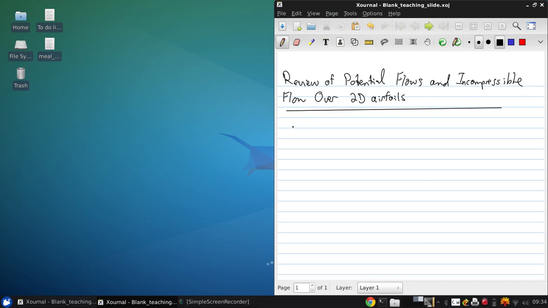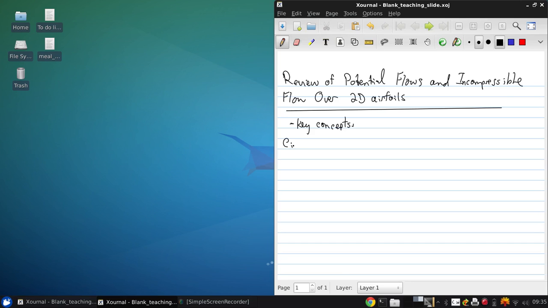So we're going to begin by reviewing a few key concepts. These include the concepts of circulation, stream function, velocity potential, Laplace's equation, and boundary conditions in aerodynamic flows. We'll then review potential flows before moving on to flow over airfoils.